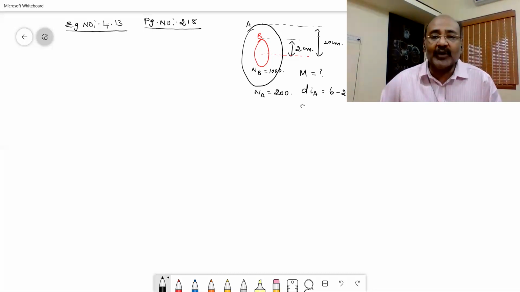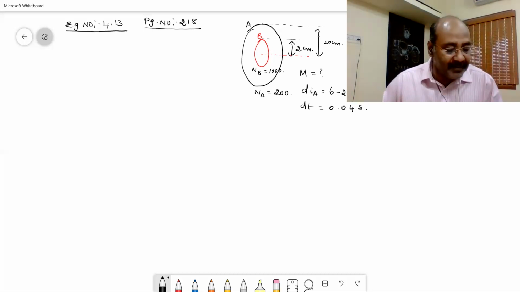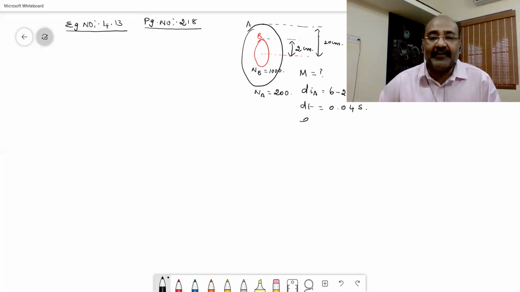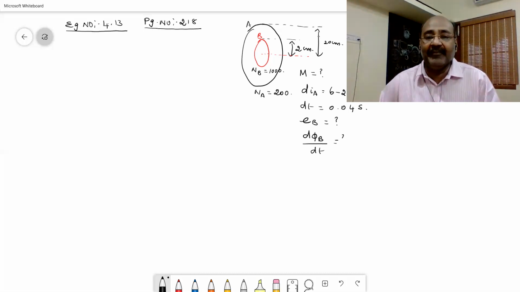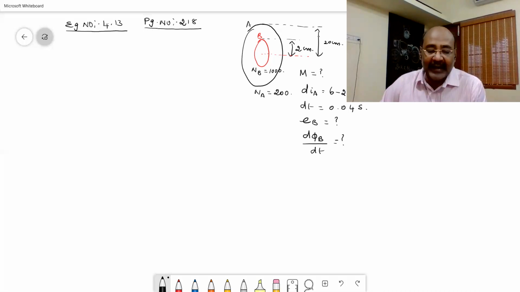In a time, so what is the time given? dt is 0.04 seconds. Determine the induced EMF in coil B. So you are asked to calculate the EMF in coil B. Then they are also asking what is the rate of change of flux at that time in coil B. So these are the given data from which first of all we have to calculate the mutual inductance, and after calculating the mutual inductance we have to go for the EMF induced.